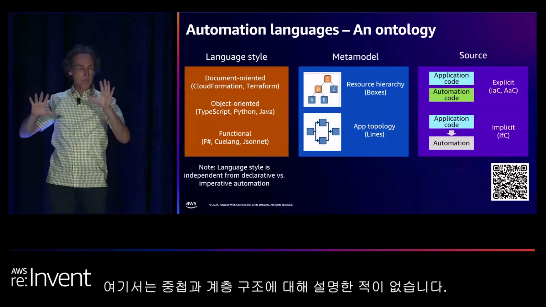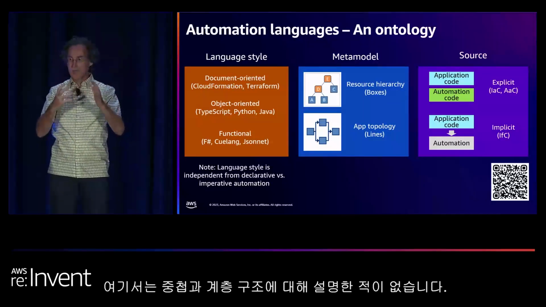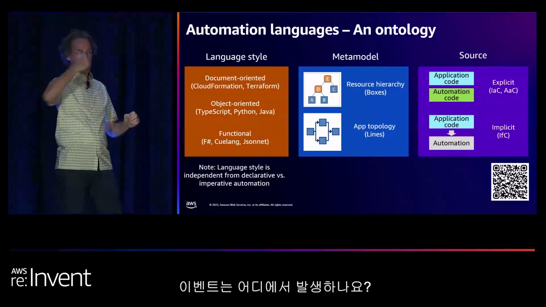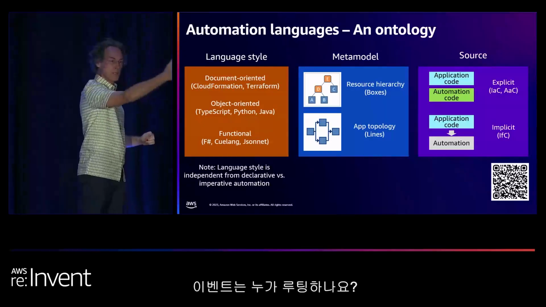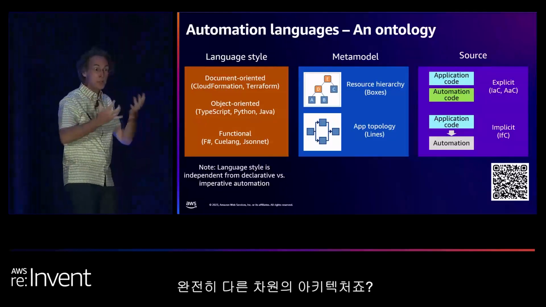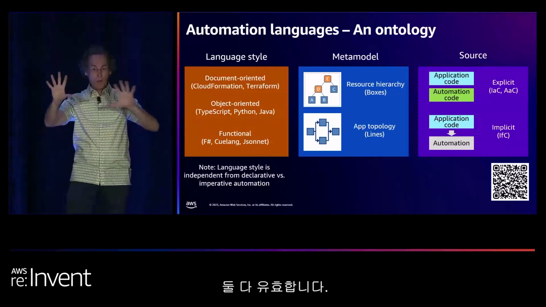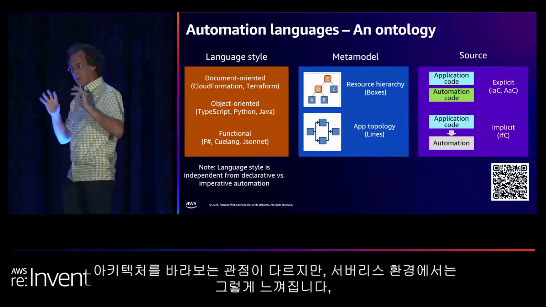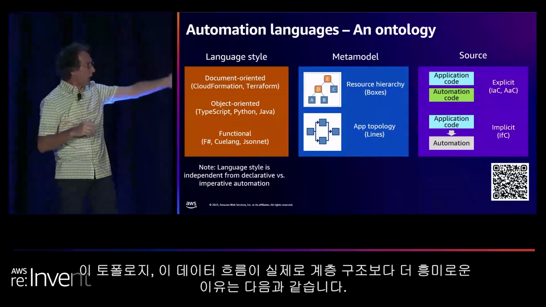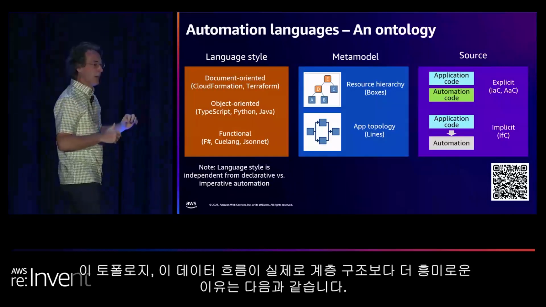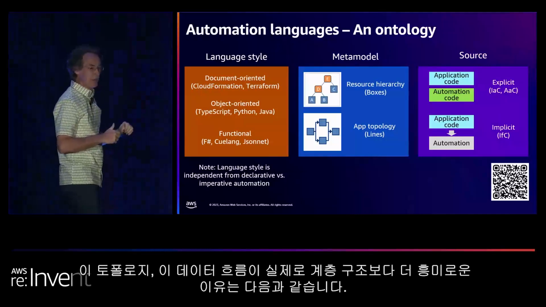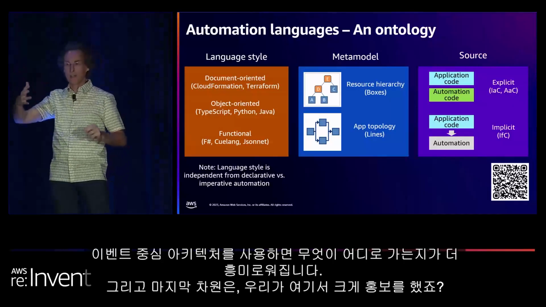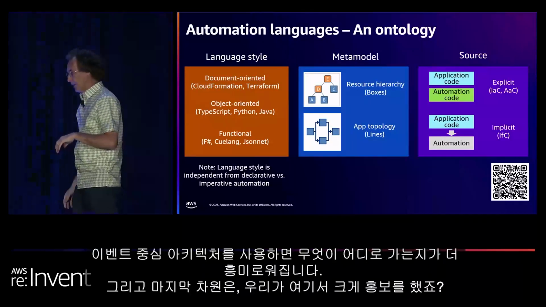All the examples we gave here, we never really talked about nesting and hierarchies. We always talk about data flow, essentially, right? Where does the event originate? Where does the event go? Who routes the event? Who consumes the event? It's a completely different dimension of your architecture, right? Both are valid. They're different lenses on the architecture, but we feel that in the serverless environment, this topology, this data flow is actually more interesting than the hierarchy because you rarely have a lot of nesting. You have event-driven architectures, so what goes where becomes more interesting.